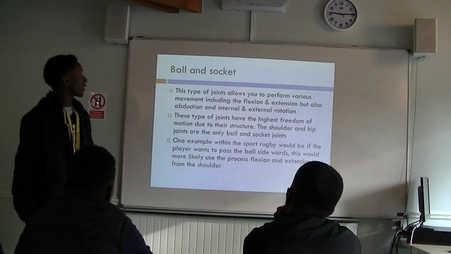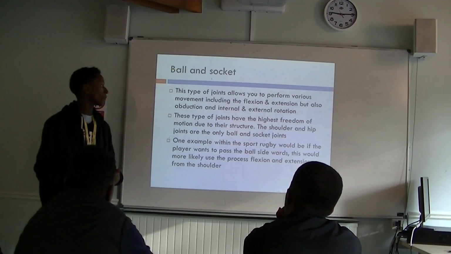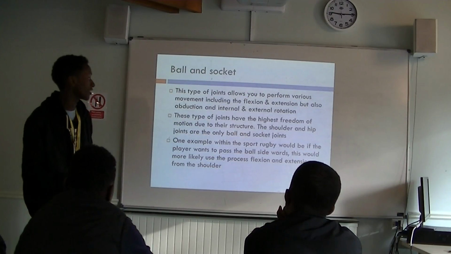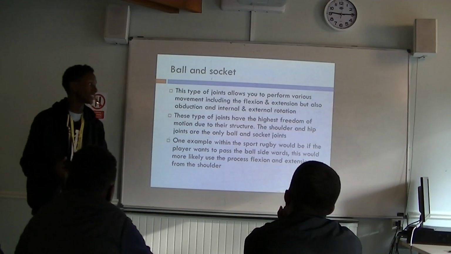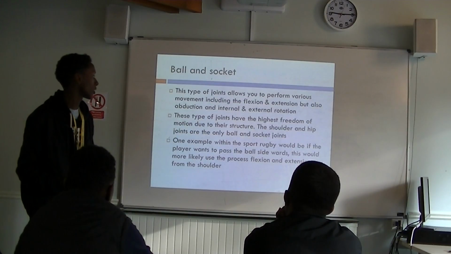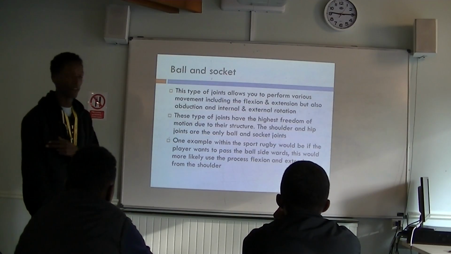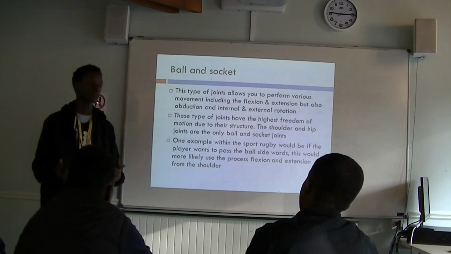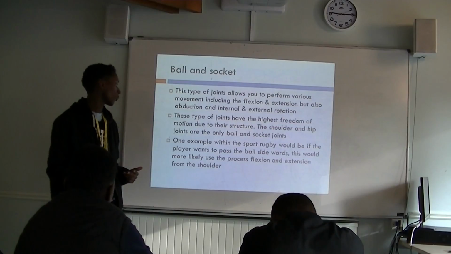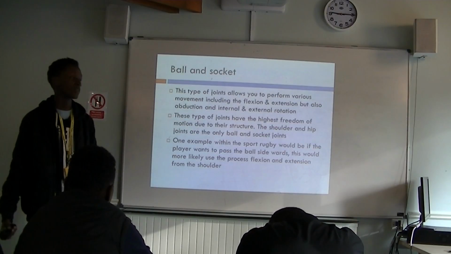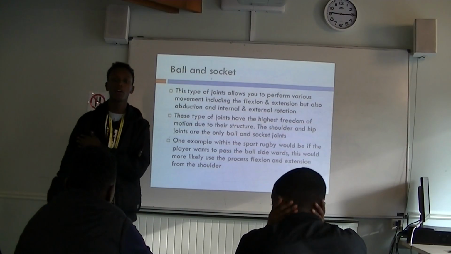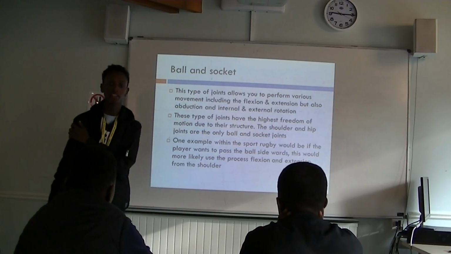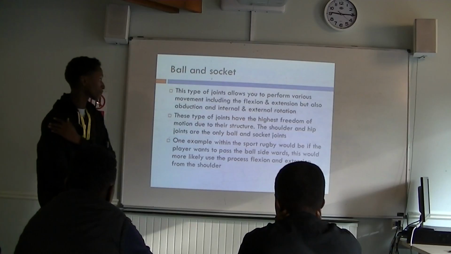The ball and socket allows you to perform various movements, including flexion and extension, but also abduction and internal and external rotation. These types of joints are around the shoulders, which gives you the highest freedom of motion due to the structure. One example within the sport would be if a player wants to throw the ball sideways, he will be using flexion and extension within the shoulder, for example.